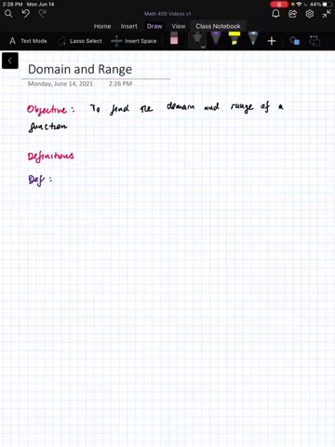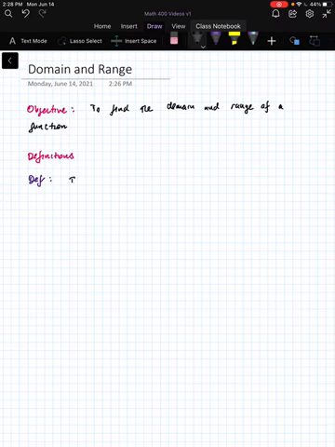Let's talk about domain and range. In this video, our objective is to find the domain and range of a function. So, when we talk about functions, remember that we have been defining them as maps or as rules that assign elements in one set to another.